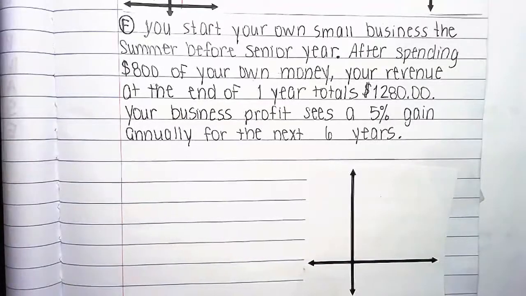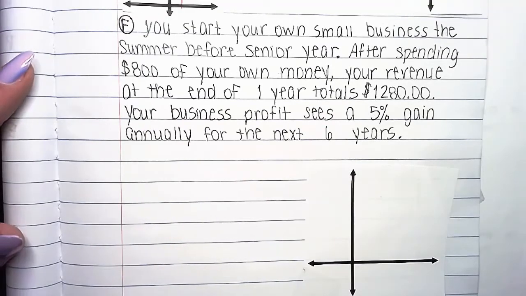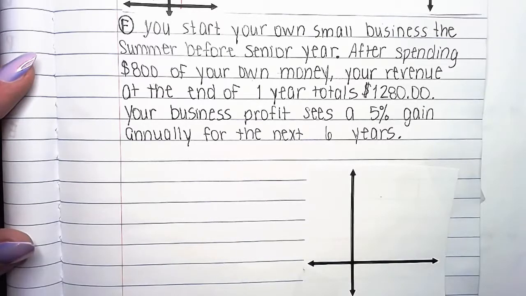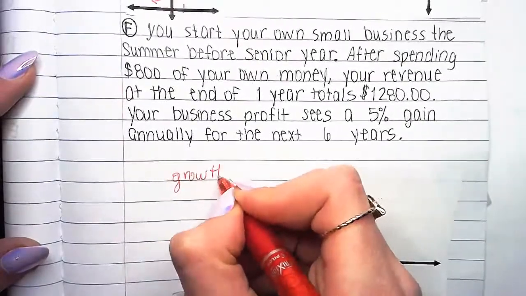Here's our next example. Be sure you always press pause if you need to copy something down so you don't miss any explanation. Let's say you start your own small business the summer before senior year. After spending $800 of your own money, your revenue at the end of 1 year totals $1,280. Your business profit sees a 5% gain annually for the next 6 years. Is this growth or decay? Definitely growth.